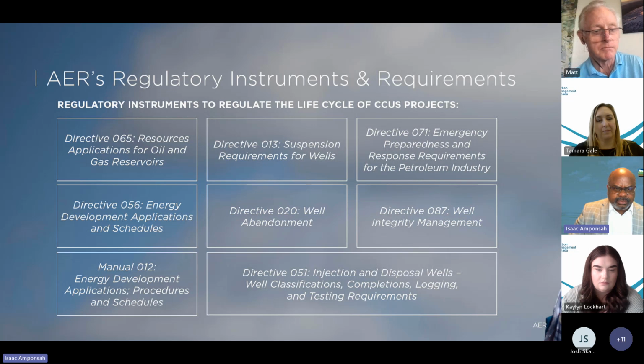Directive 20 deals with well abandonment. Directive 87, well integrity. Again, these are all requirements that are put in place to ensure that the wells are designed and operate in a way that doesn't allow for gas migration and other things.